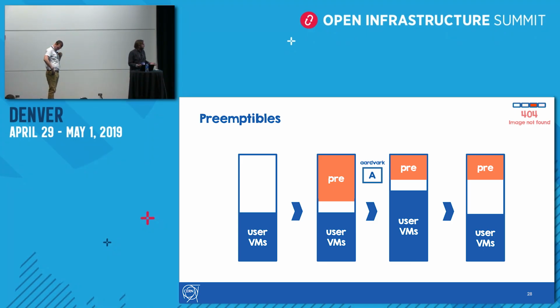Then when a more important workload comes along and hits no valid host, or there is no capacity in the cloud, this scheduler will try to preempt these resources and create more free space, and then it will try to rebuild the VMs, the user VMs.